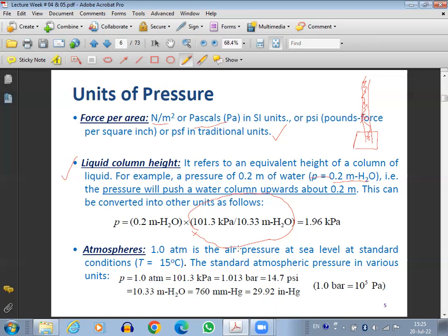Okay. So if it is a unit, then the unit conversion is also there. And we can actually determine the unit. But this is one kind of unit conversion for which you do not need to memorize it. You will actually calculate it yourself. But this is the conversion rate: 10.33 is the conversion rate. So 101.3 kilopascal equals 10.33 meter of water column.